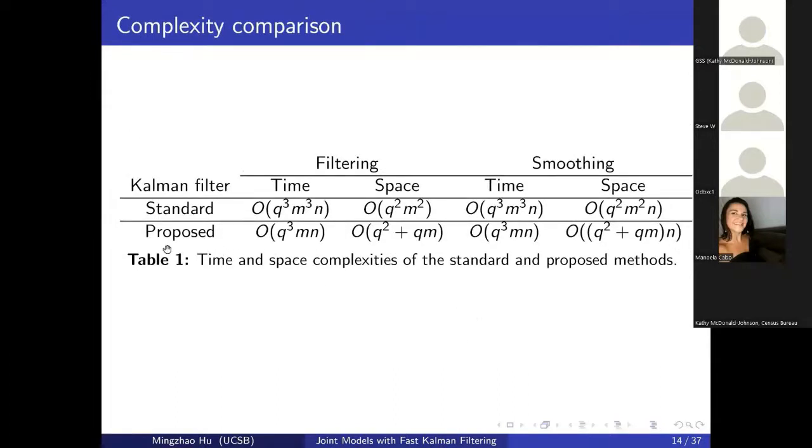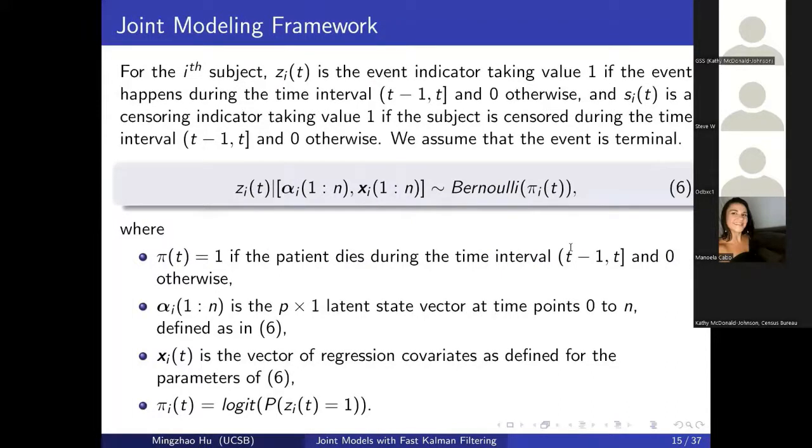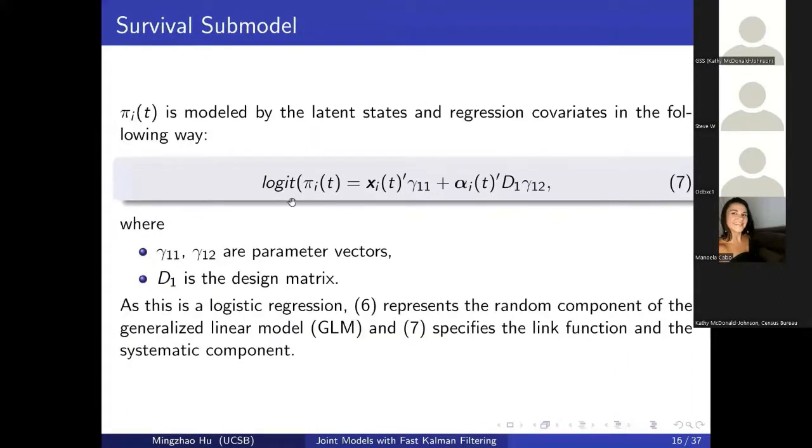The complexity comparison is given in table 1 for clearer demonstration, and you can see that compared to the standard Kalman filter, our proposed Kalman filter is now linear in terms of M, thus greatly reducing the complexity needed for estimating the model. The joint modeling framework that we are proposing uses z_it as the event indicator, taking value 1 if the terminal event, which in this case will be death, takes place during t-1 to t and 0 otherwise. And we further use s_i to denote the censoring event. We assume that given the latent state and covariates, this terminal event will follow a Bernoulli distribution with probability pi_i, and we are going to model pi_i with a logistic regression based on the covariates xi and the latent states alpha_i.